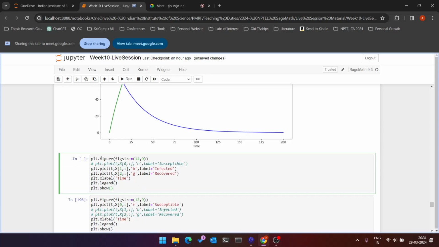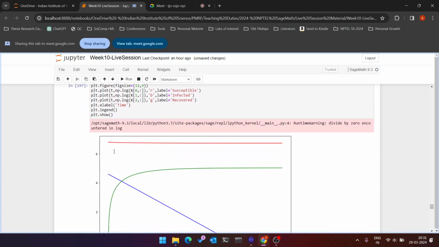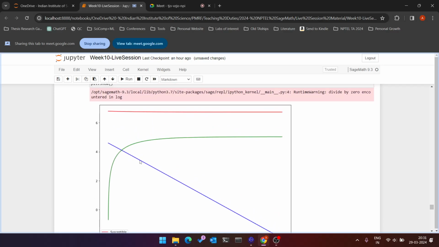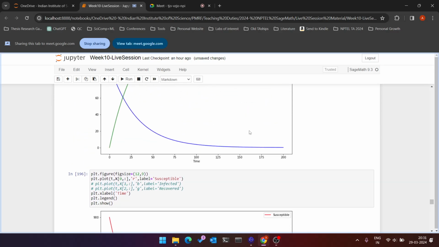So if I were to plot that in log fashion, what do I see? np.log is basically my natural logarithm, so log to the base e. So the infected is going straight down. Susceptible and recovered have increased and plateaued at some points.